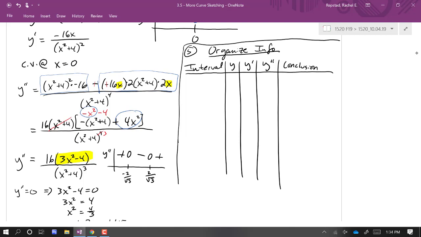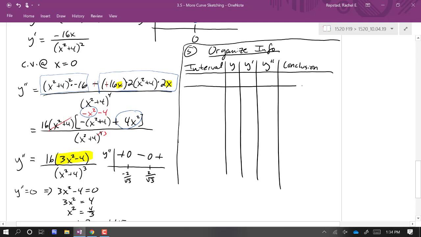By the way, are they actual inflection points? Yes, because the second derivative tells us it's either concave up or concave down, and it goes from positive to negative. The concavity changes, so these are actual inflection points. We're going to need to find those y coordinates. But these are the values we're going to use to cut up the real numbers.